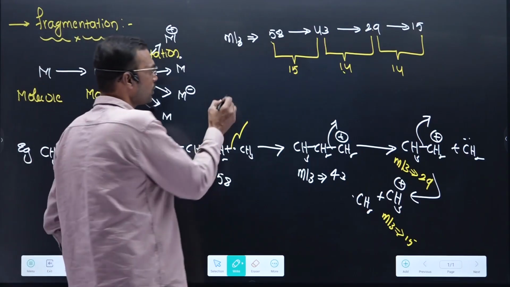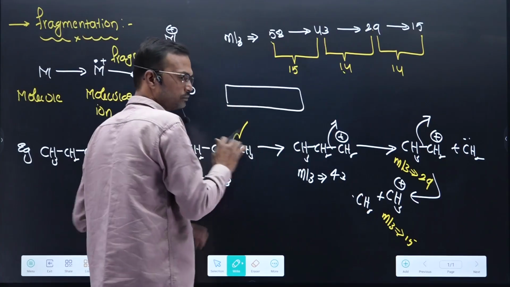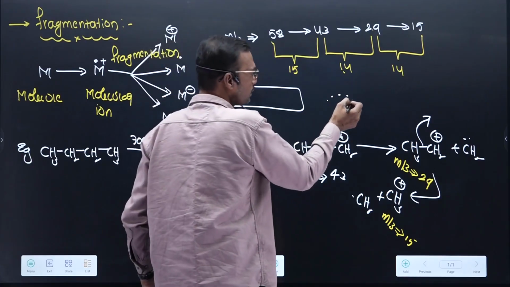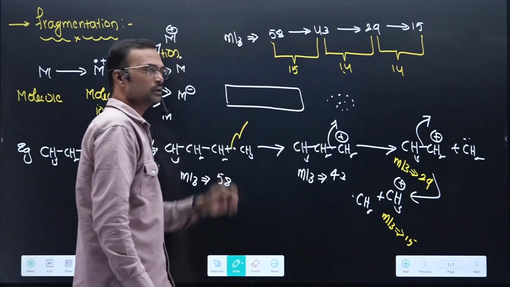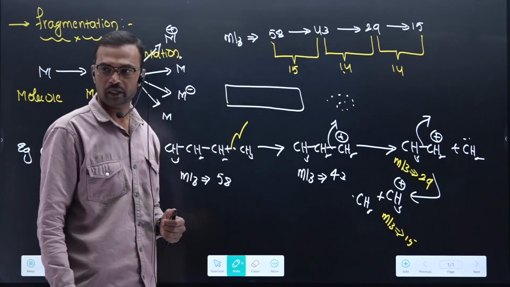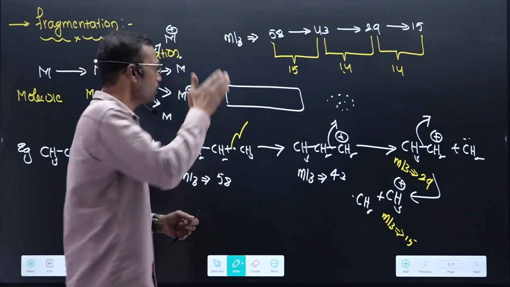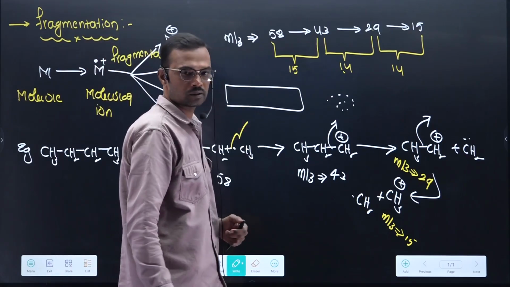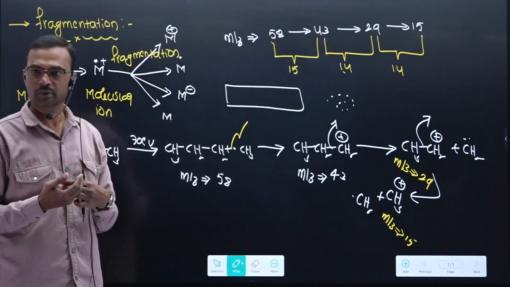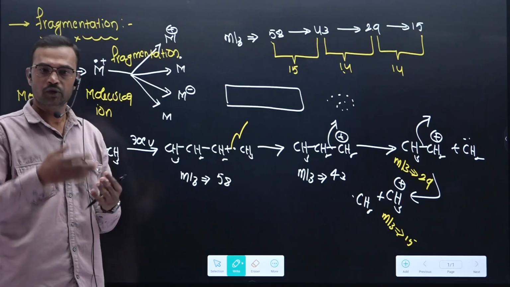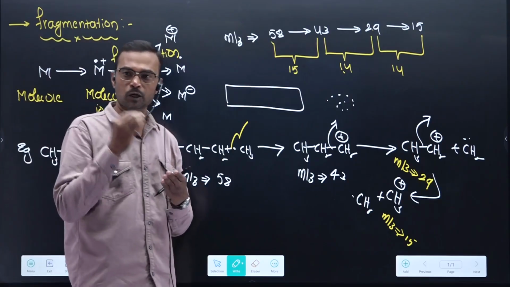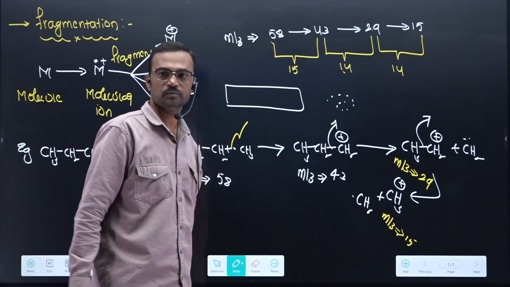Suppose we take one big stick, a wooden stick, and I want to make it into small pieces. Can you break it into small pieces with one hit? If you hit one time, can you get small pieces? No. We need to hit multiple times. If we hit multiple times, you will get small pieces. Those small pieces are nothing but fragments. Here also it is the same.